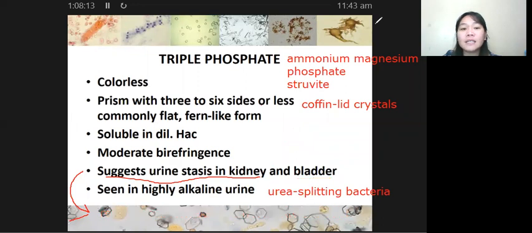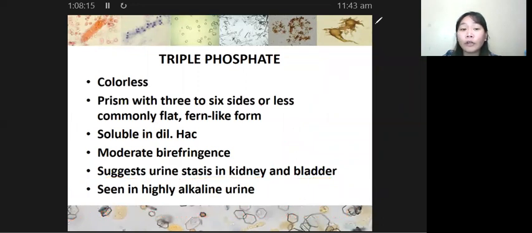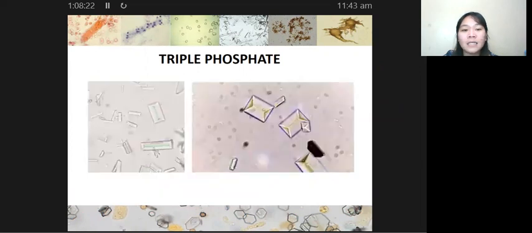Alright, so those are the things that you have to remember for your struvite, your triple phosphate, or your ammonium magnesium phosphate. So what is the coffin lid appearance of our triple phosphate? So it looks like that. The envelope appearance of CaOx looks like this. Okay, so this is the coffin lid appearance of your triple phosphate. Alright, so those are the different normal crystals in your alkaline urine.